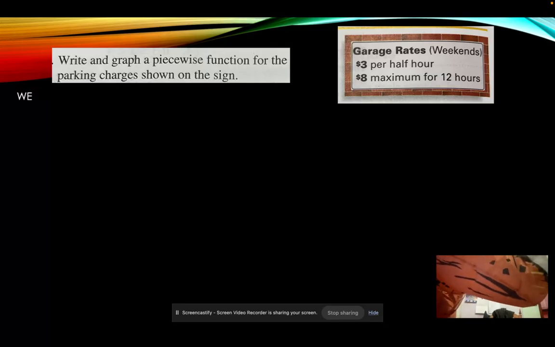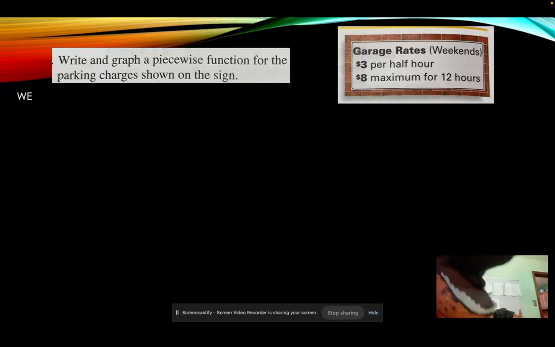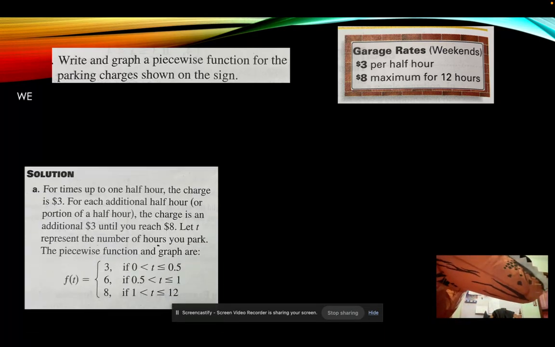Okay, so let's take a look at the word problem. We're going to write and graph a piecewise function for these parking rates that you see over here. So you park your car at a garage, and you notice that this is the sign right over here, okay? So it's $3 for a half hour, okay? So if you stay for a full hour, that would make $6. But then after that, if you stayed for another half hour, that would be $9, right? But it's saying that you max out at $8, okay? And so just kind of think about that.